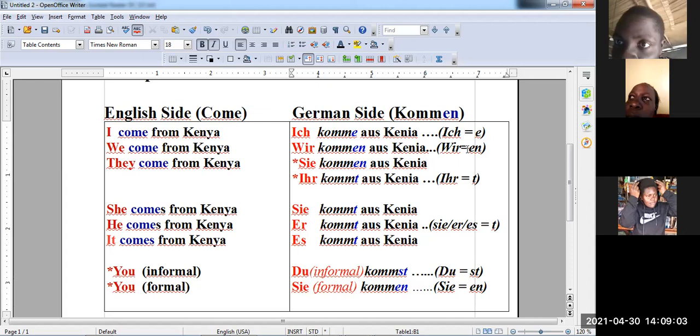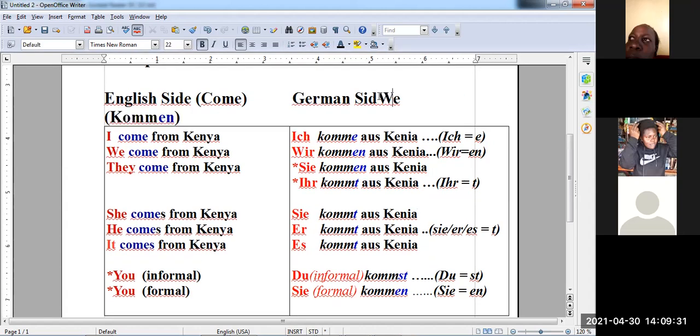The moment you bring in maybe your family, we live in. The moment you change from ich, you go to wir. Their ears just want to see, are you still going to use wir with E at the end? But you are clever. Wir kommen. Wir wohnen. We live. This is the word to live. Wohnen.